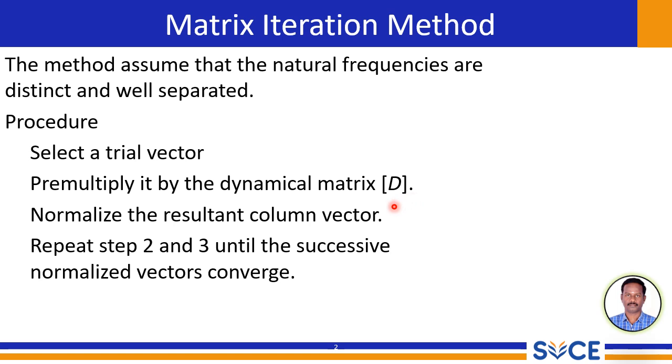Step 3: normalize the resultant column vector. The vector obtained in the previous step is then normalized. This normalization involves scaling the vector so that its largest element, or some other chosen normalizing one, becomes equal to 1. This step is important for ensuring that the iteration process converges to a meaningful result and prevents the vector from growing indefinitely.